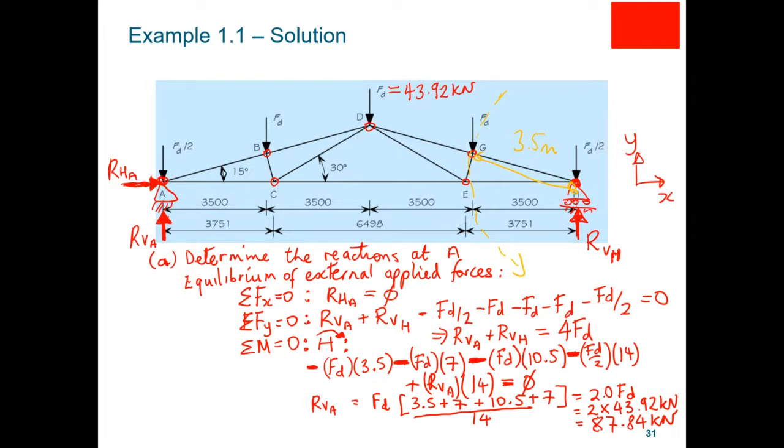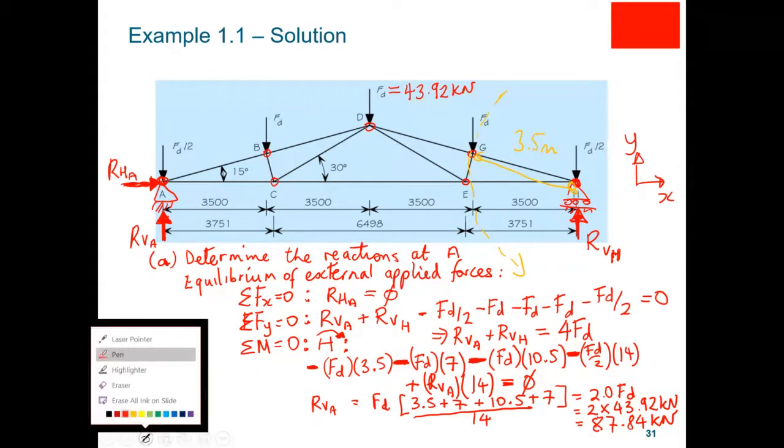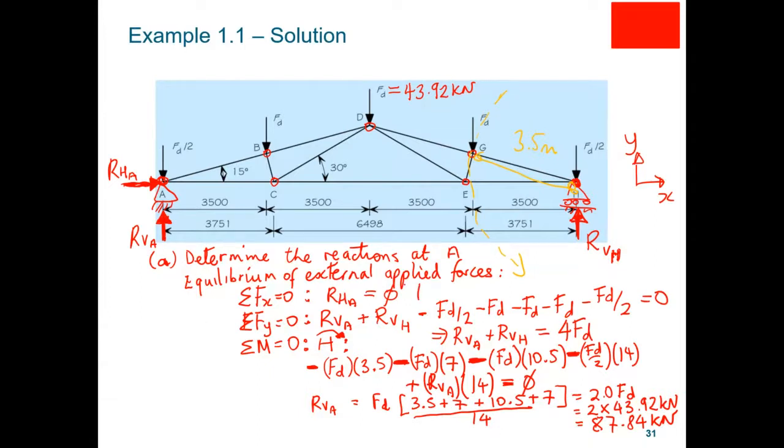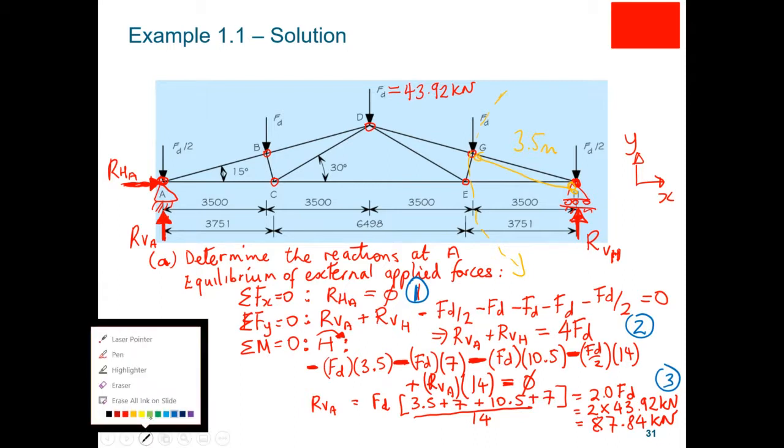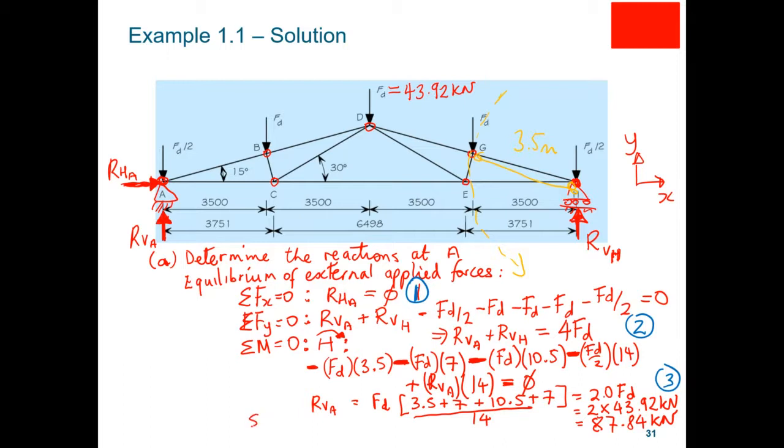And then I've got equation one, which is RHA is equal to 0. I've got equation 2, which tells me that the vertical reaction at A and the vertical reaction at H is 4 times Fd. And now I've got equation three down here, which tells me what the vertical reaction is at A. So I can substitute three into two.